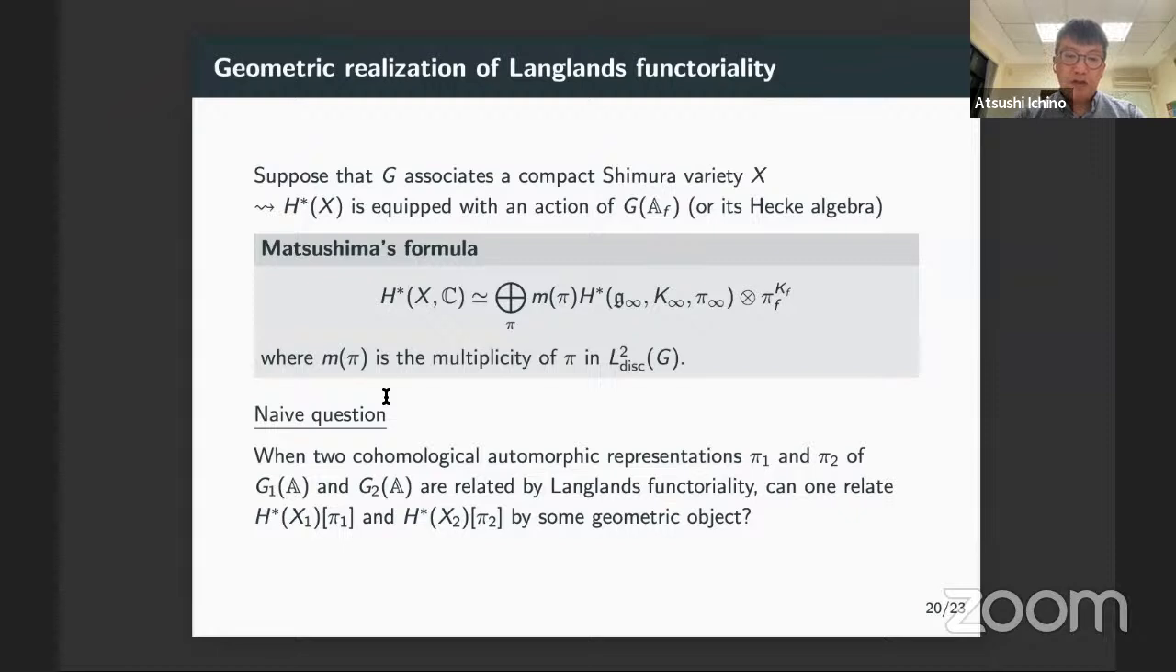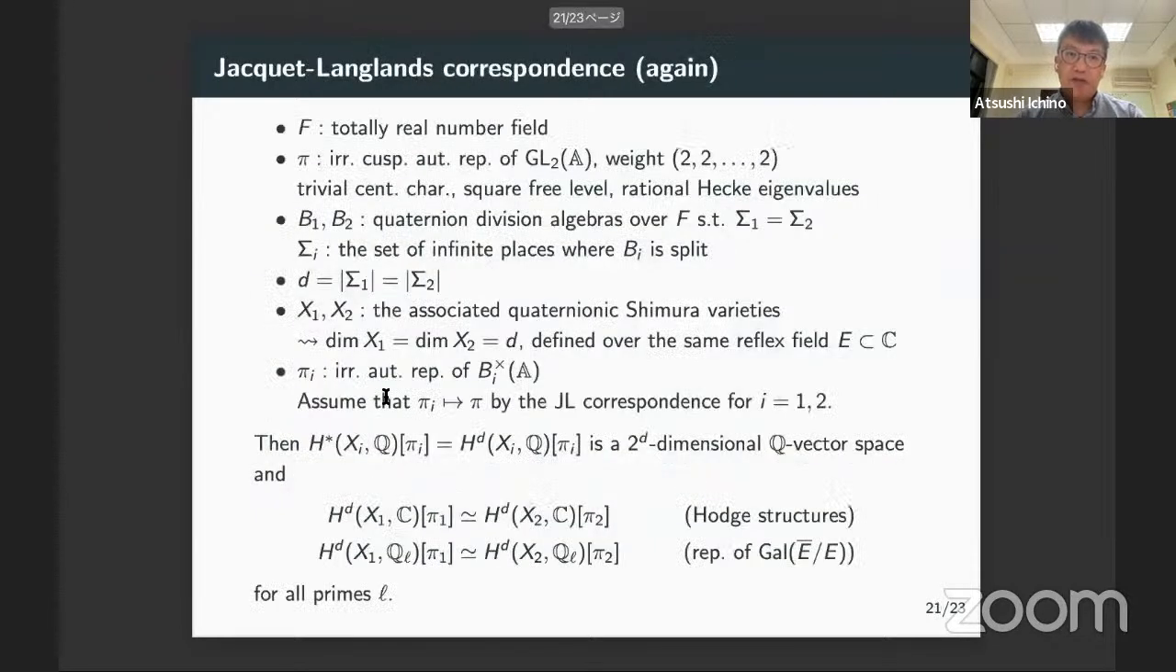I don't know how to do this in general, but I can give you some basic example, which is the Jacquet-Langlands correspondence again. Now, let F be a totally real number field. And take a cuspidal representation pi of GL2 of parallel weight 2. And we also require some simplifying conditions. And take two quaternion division algebras B1 and B2.